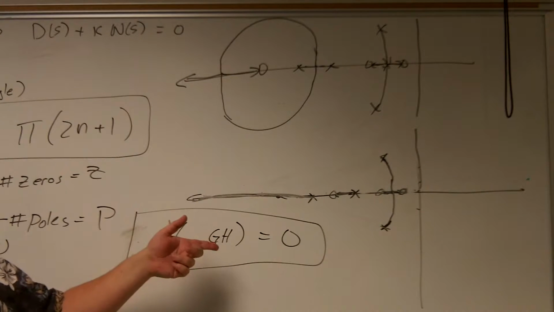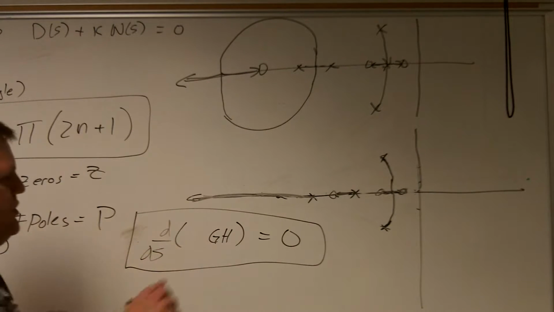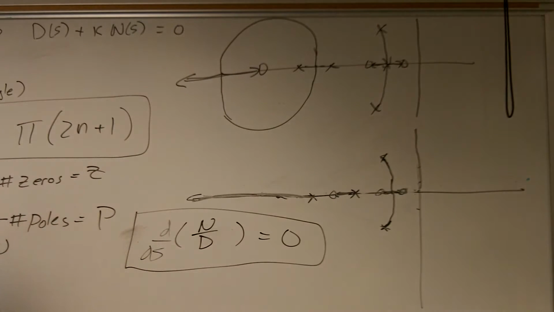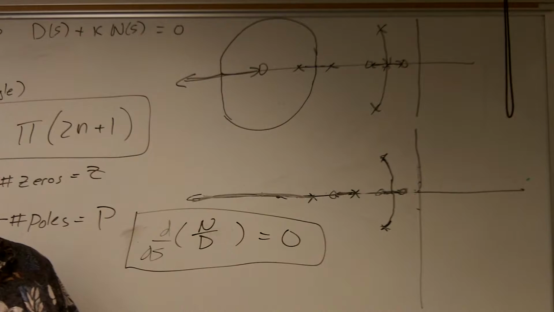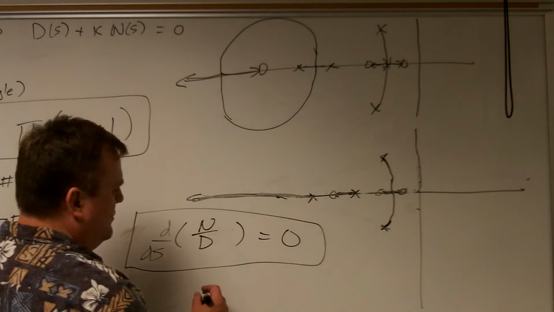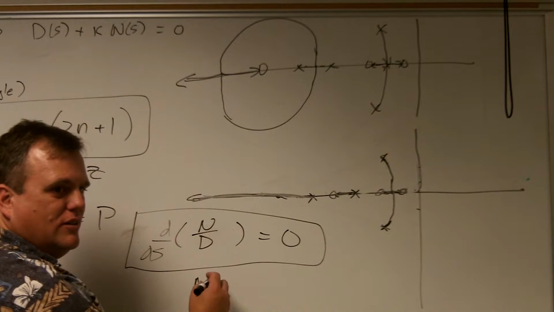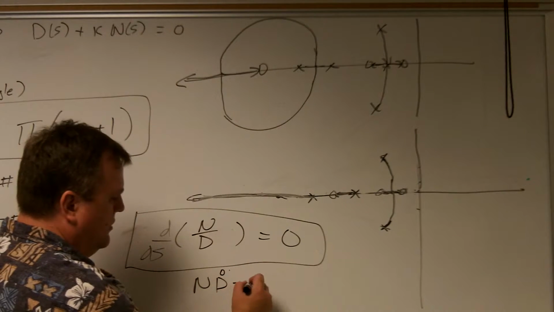Now there's, I think, a slightly nicer form. Once you know N and D, G times H is N over D. So this is also an equivalent condition. But what's the derivative of N(s) over D(s)? Quotient rule, which is the derivative of the top times the bottom, minus the top times the derivative of the bottom.